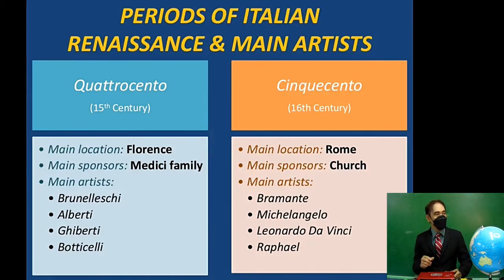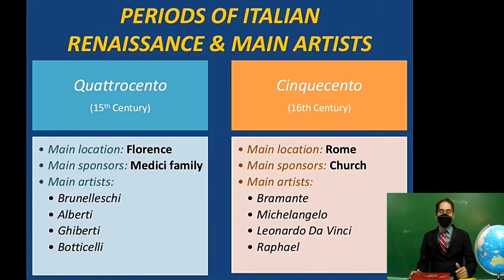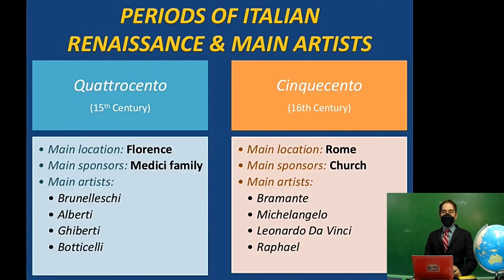Periods of Italian Renaissance and main artist. This time, 16th century, the Cinquecento. Main location, Rome. While in Quattrocento in 15th century, the main location was Florence. In Cinquecento, the main sponsors were the church, and the main artists this time in the 16th century include now the precious, the decorated artist Leonardo da Vinci.